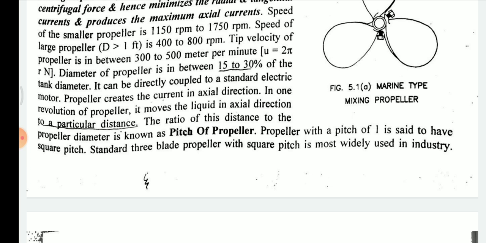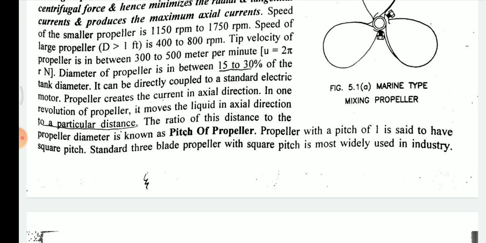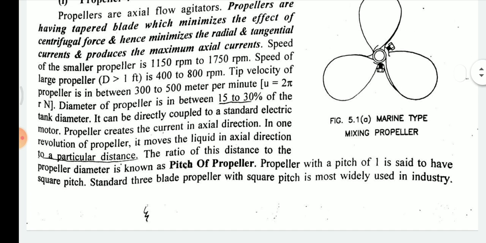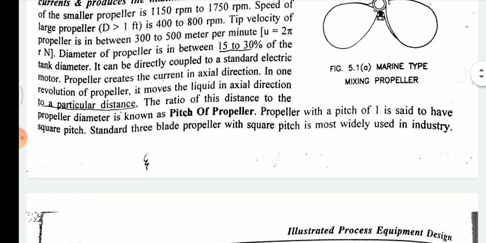Which ratio? The distance the agitator moves in the axial direction, and the ratio of that distance to the propeller diameter is known as the pitch of the propeller. This type is called a square pitch. And the standard three blade propeller with a square pitch is most widely used in the industry. So there is one shown in the figure which is mainly used in the industry.